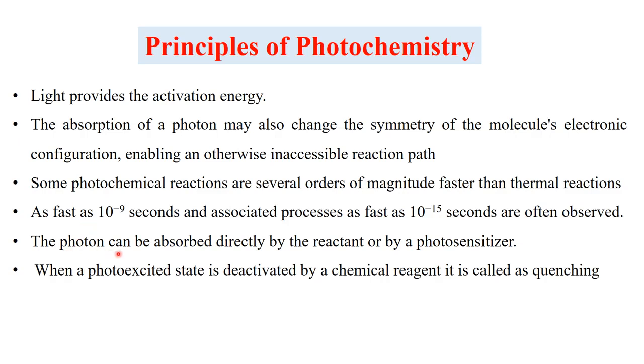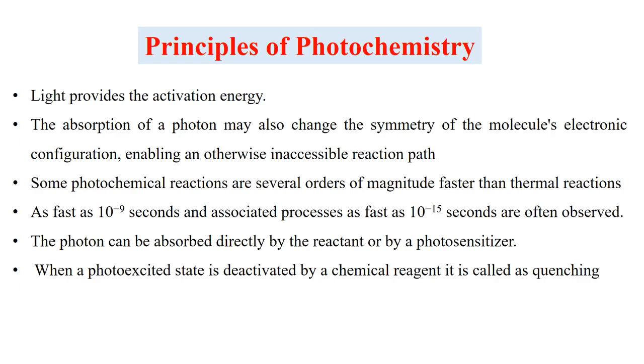The photons of light are absorbed directly by the molecules or in the presence of some photosensitizers. For example, in the process of photosynthesis, chlorophyll is not a reactant, nor is it a catalyst, nor is it a product, but it is a photosensitizer. It absorbs light and transfers it to the molecules of reactants.